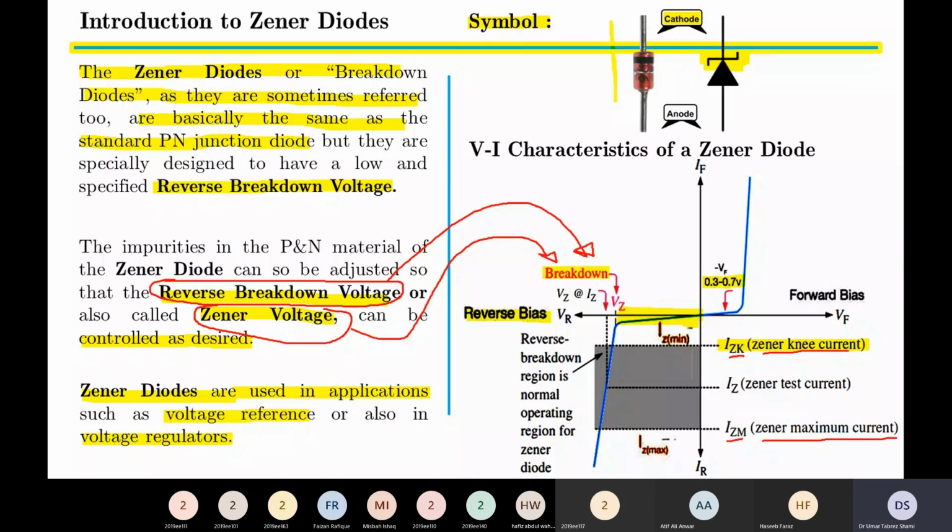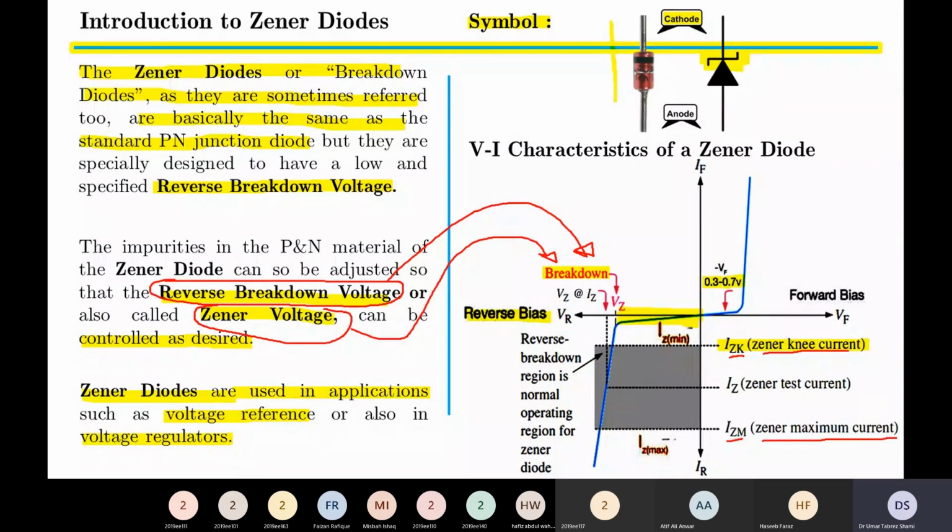Let us start. Last time we started with the introduction of Zener diodes. We discussed the basic properties of Zener diodes. Then we saw the symbolic representation of the Zener diode, and along with this came the Zener diode VI characteristics. We discussed that the Zener diode works either in the first quadrant when the diode is forward biased, or in the third quadrant when the Zener diode is reverse biased.